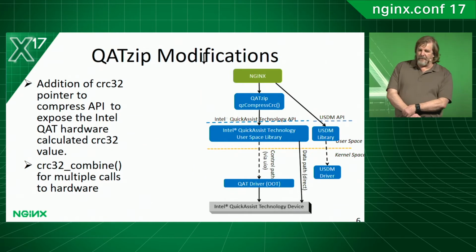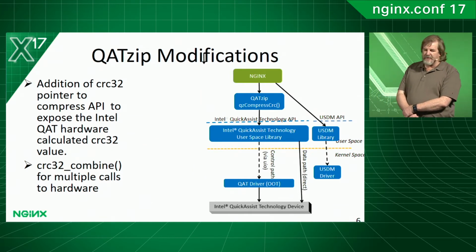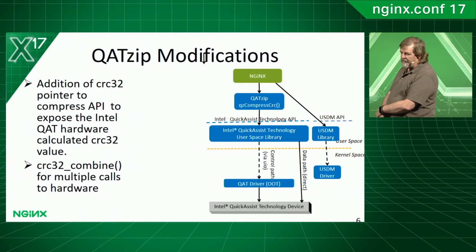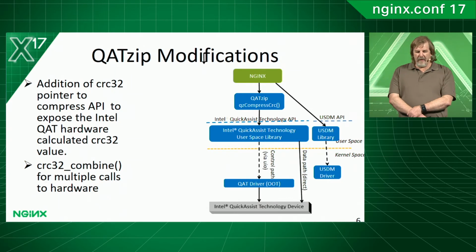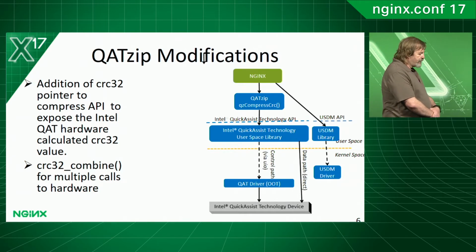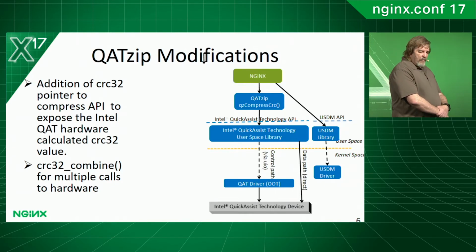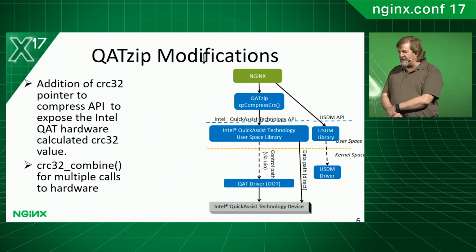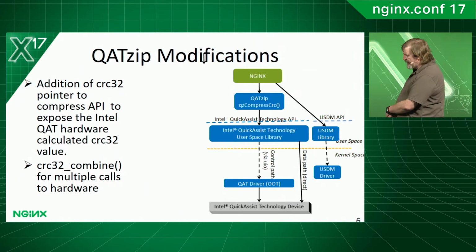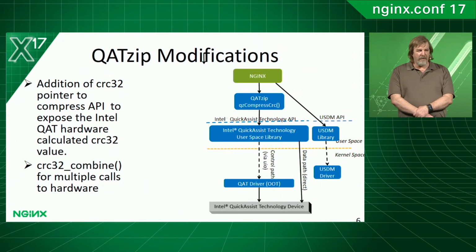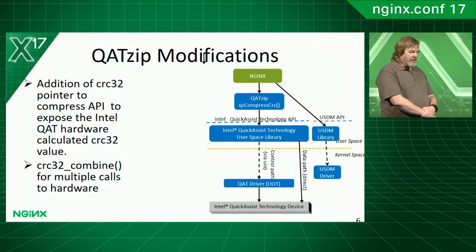So what do we have to do? We added the CRC32 pointer so we could expose that after the fact, after the call. And when we submit a job to the hardware, we just extract the CRC from the return codes and fill it in. If we have multiple calls to hardware, if we break a particular compression request up into multiple hardware calls, then we call CRC32 combine, which is part of the zlib API. It comes with the zlib library to combine the two CRCs.